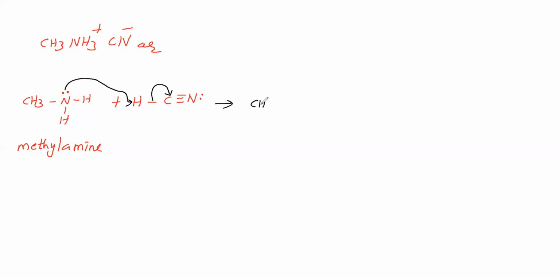Now, this CH3NH2 here, lone pair is making dative bond with hydrogen. Then this CN, this bond is shifting to carbon. Therefore, carbon is having lone pair. This carbon is gaining the bond, therefore carbon is gaining the electron, therefore getting negative charge. Hydrogen is losing the bond, therefore getting positive charge.